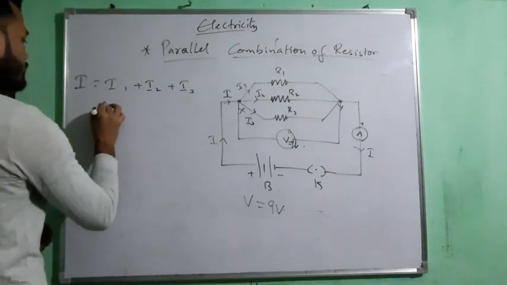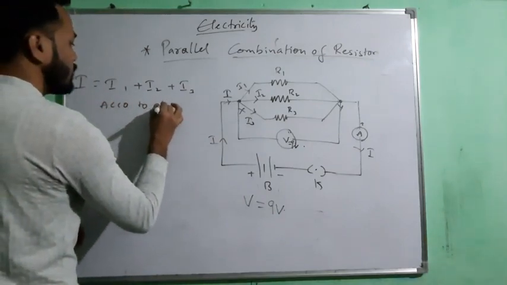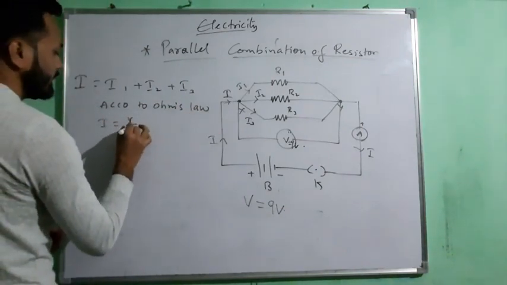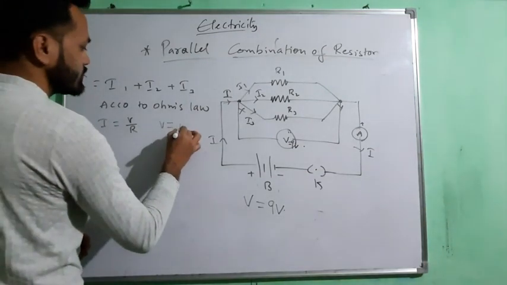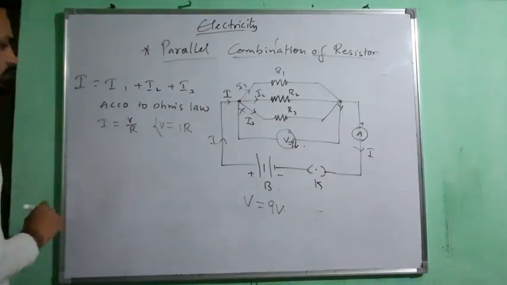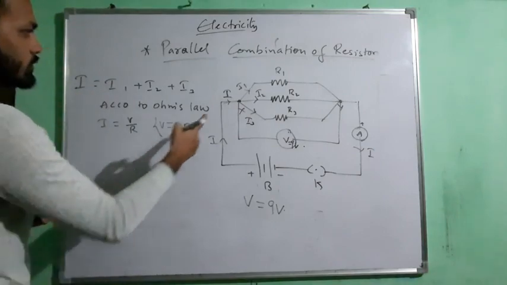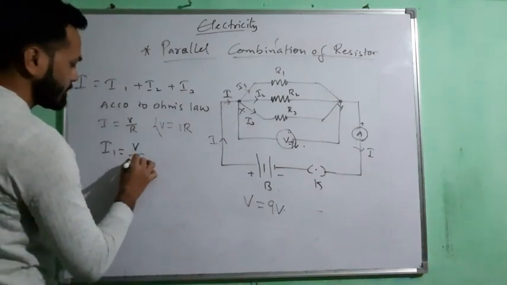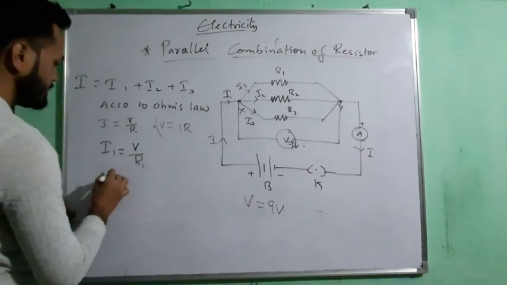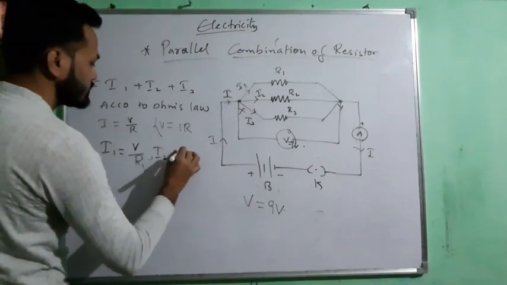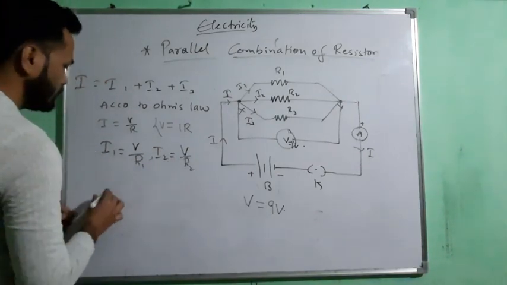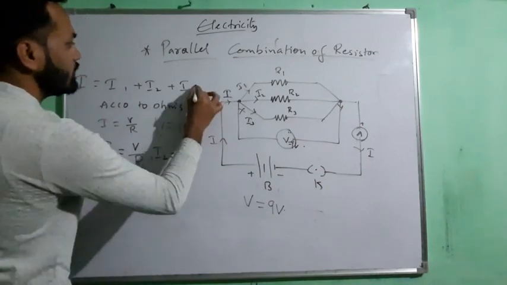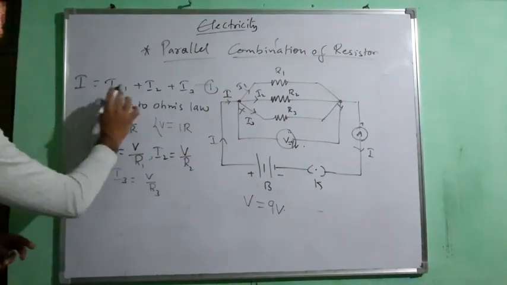Now again, according to Ohm's law, V is equal to IR, so it can be written as I is equal to V by R. Then for I1 also I can frame the equation: I1 is equal to V by R1, as the voltage remains the same. Similarly I2 is equal to V by R2, and I3 is equal to V by R3. All these I will put into equation 1.